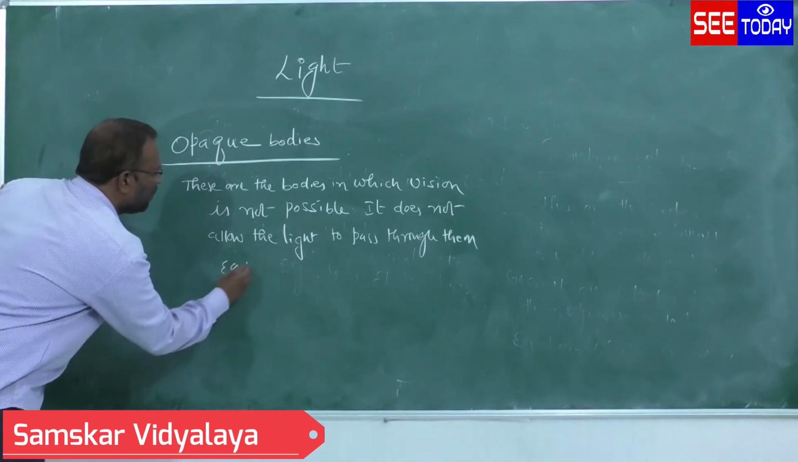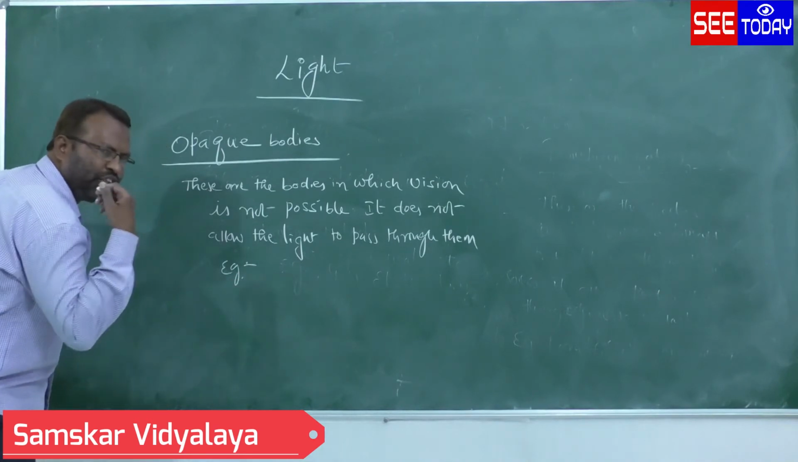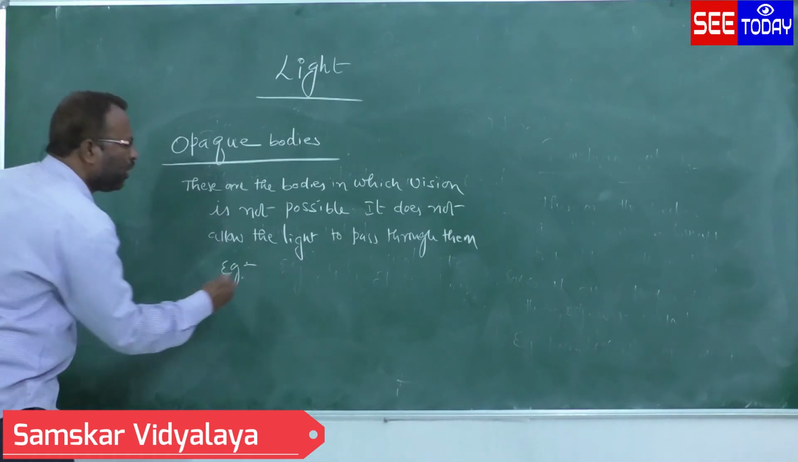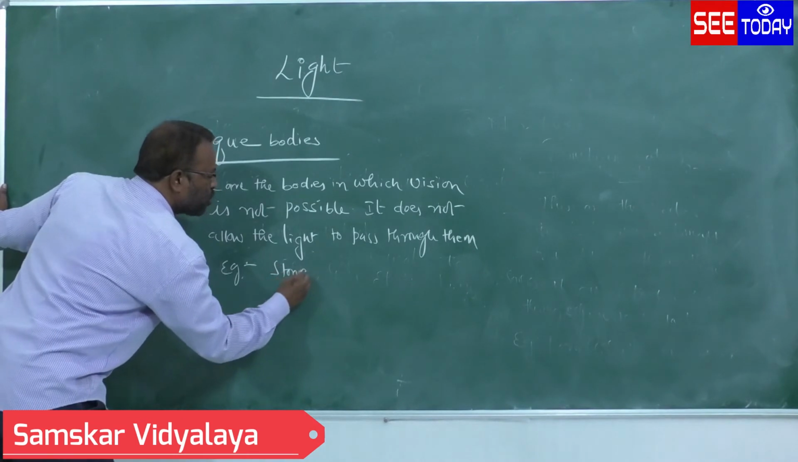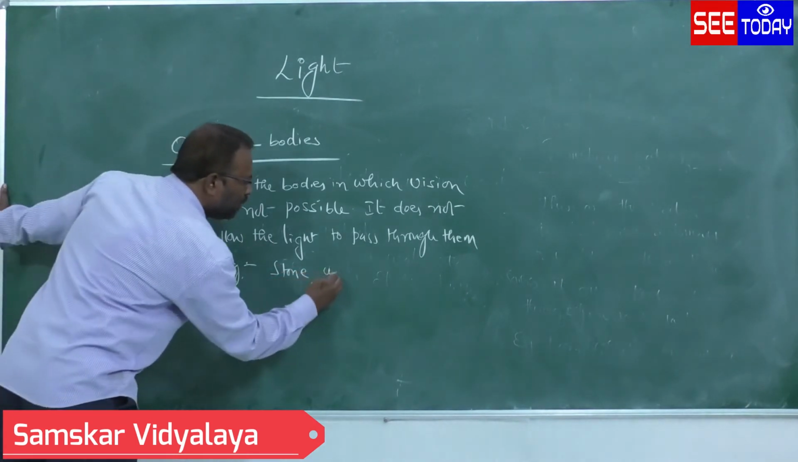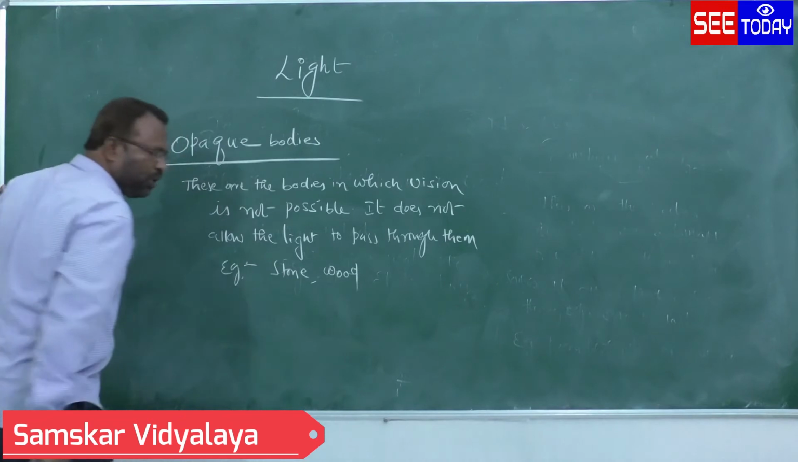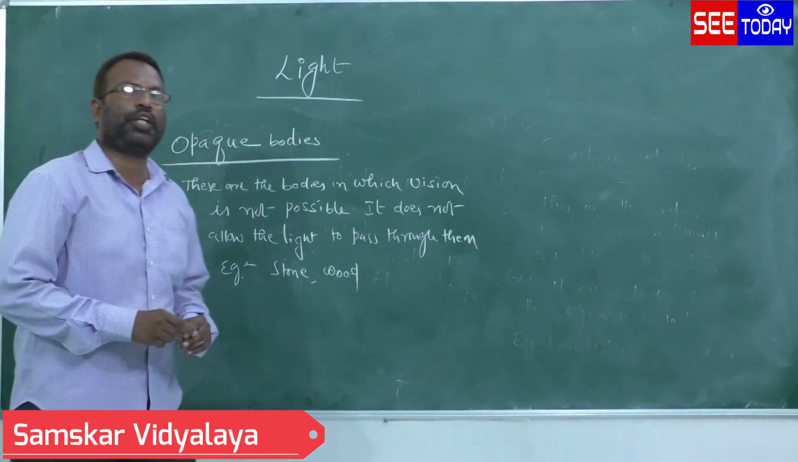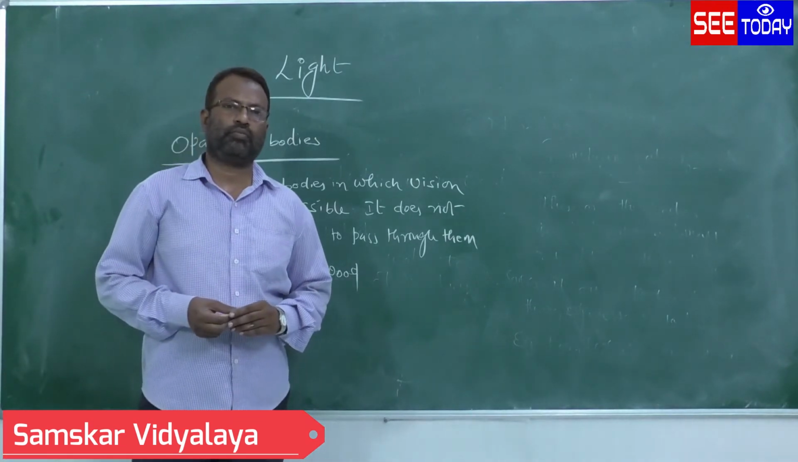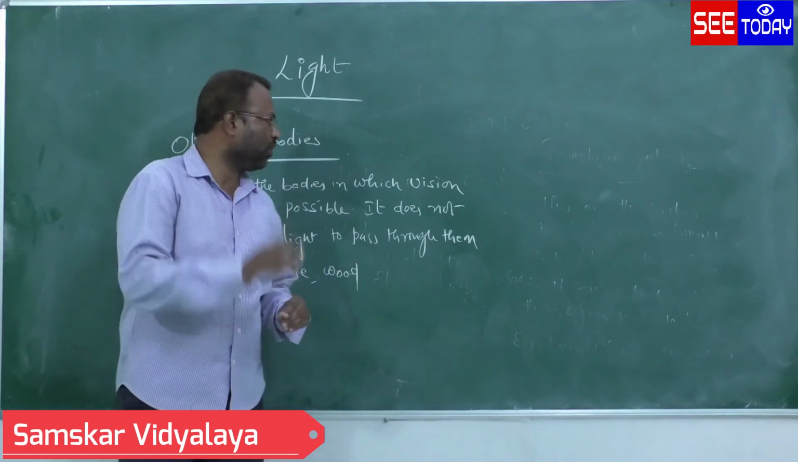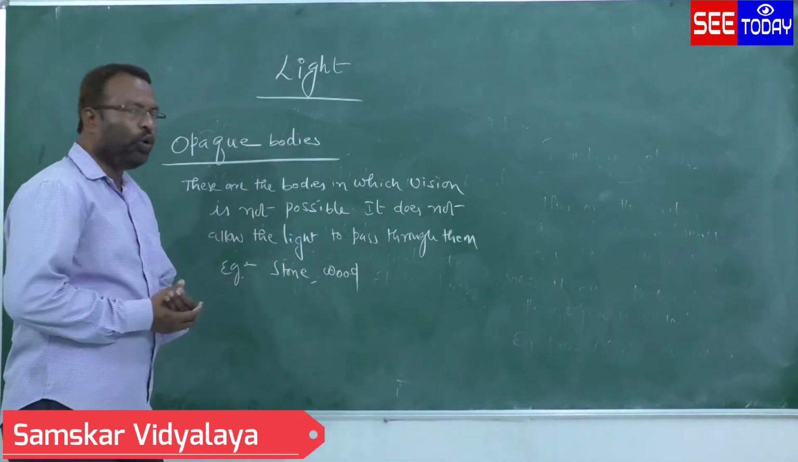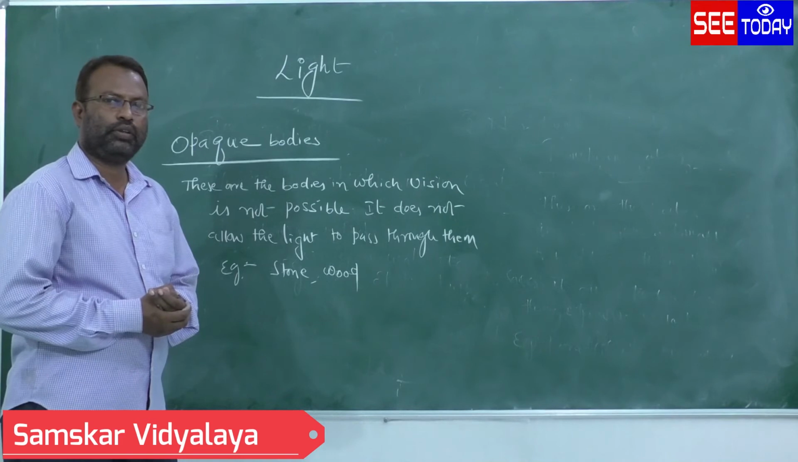Examples: anything you can take where light vision is not possible. What are the bodies? In very simple language, stone and wood. These are the bodies through which light is not at all possible. So we will call this an opaque body. Okay?